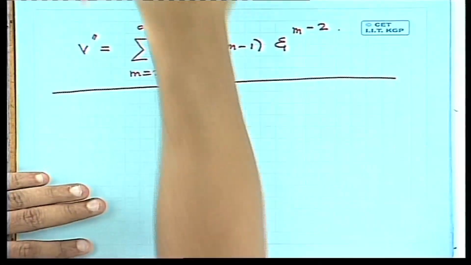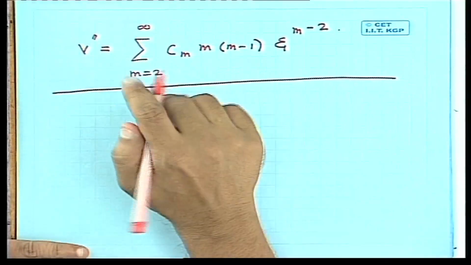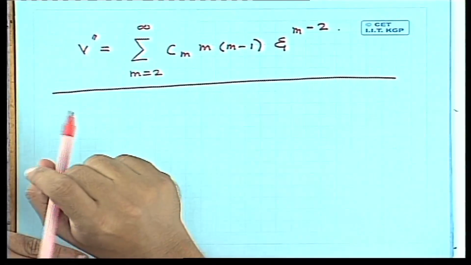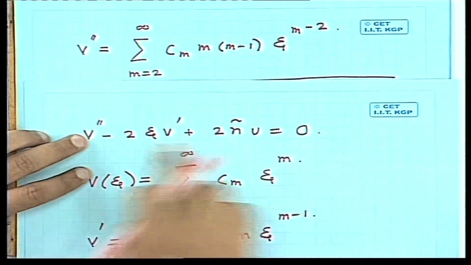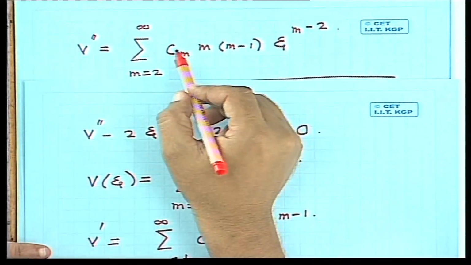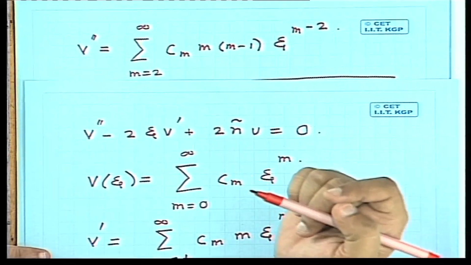So we have these relations for v, v prime and v double prime. Now we have to use these in this equation and then obtain a relation between the different Cm's, the different coefficients of this expansion. Okay, so I shall be doing that in the next class. I shall stop here for today.